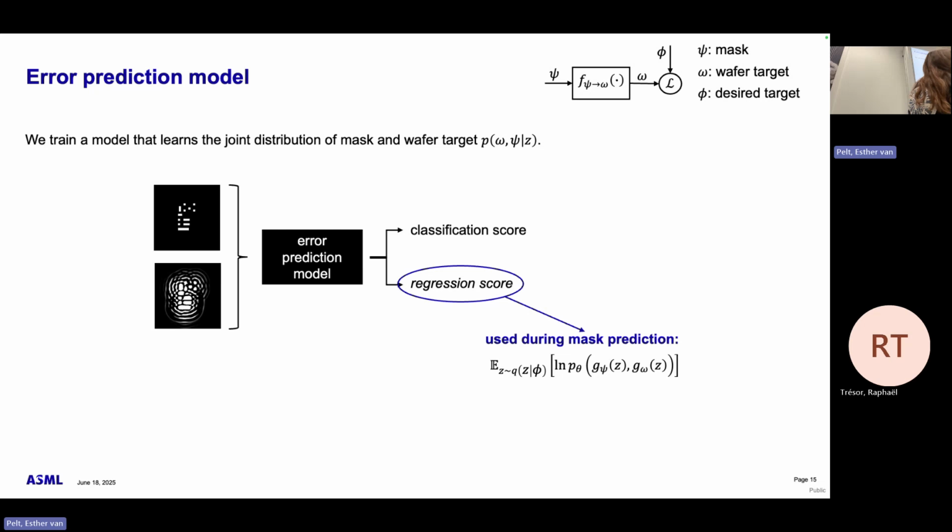Just for my own understanding, does it need to be differentiable with respect to psi? Can you clarify what you mean? Like you mean you want to do optimization by gradient descent? Yeah, I want to optimize the input mask with gradient descent based on my wafer target. Because I want my wafer target to be the desired target, so that one's fixed. I have a trained model. So I just want to optimize this term with respect to the input I put in.